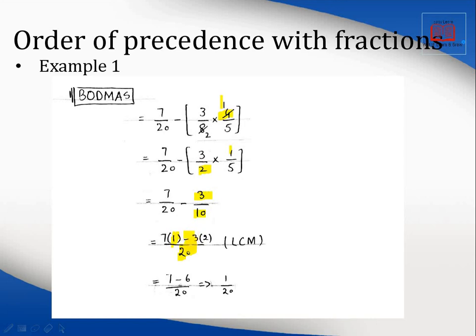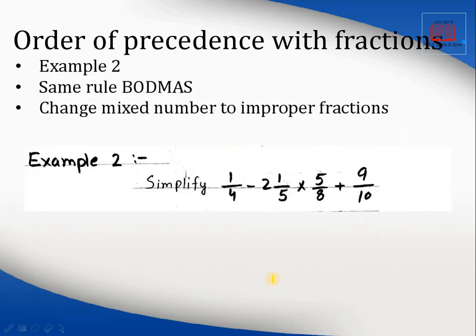The negative sign as it is, 3 as it is, and the number by which we multiply 10 to make it 20 is 2. 10 multiplied by 2 becomes 20, so put 2 here. After simplification, 7 into 1 is 7, minus 3 into 2 is 6, divided by 20, and 7 minus 6 is 1. So the answer is 1 by 20. This is the answer of example number 1.